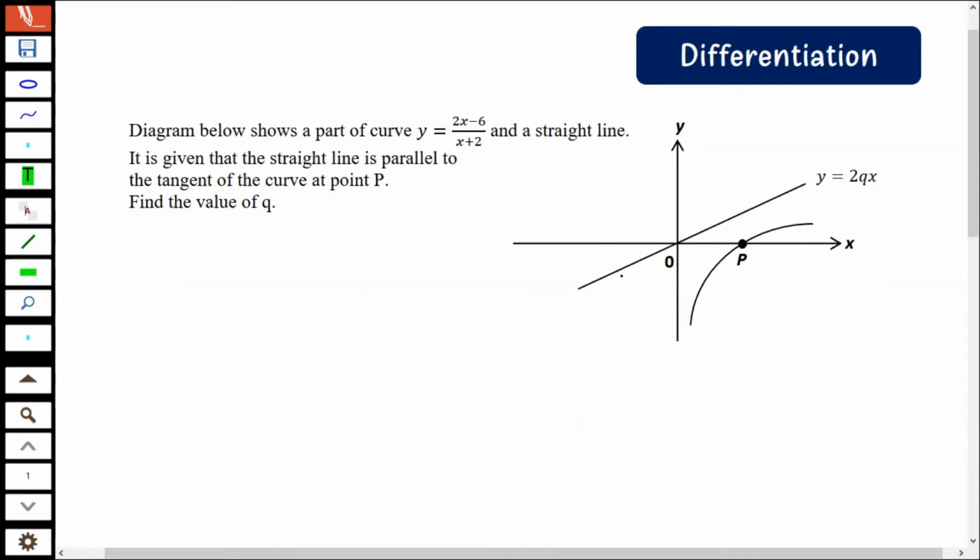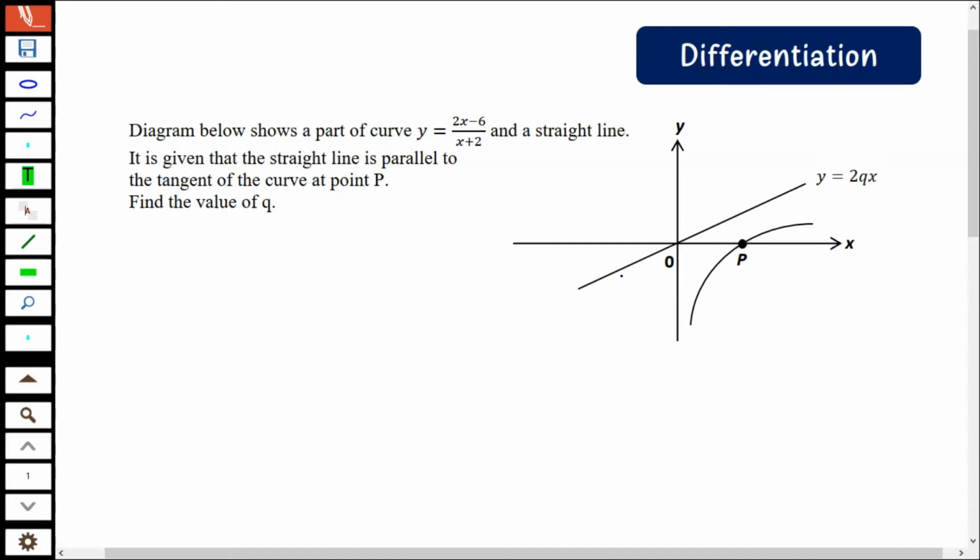The diagram below shows a part of the curve y equals 2x minus 6 over x plus 2, and the straight line. It is given that the straight line is parallel to the tangent. This is our idea: parallel to tangent. If parallel, it means the gradient should be equal.